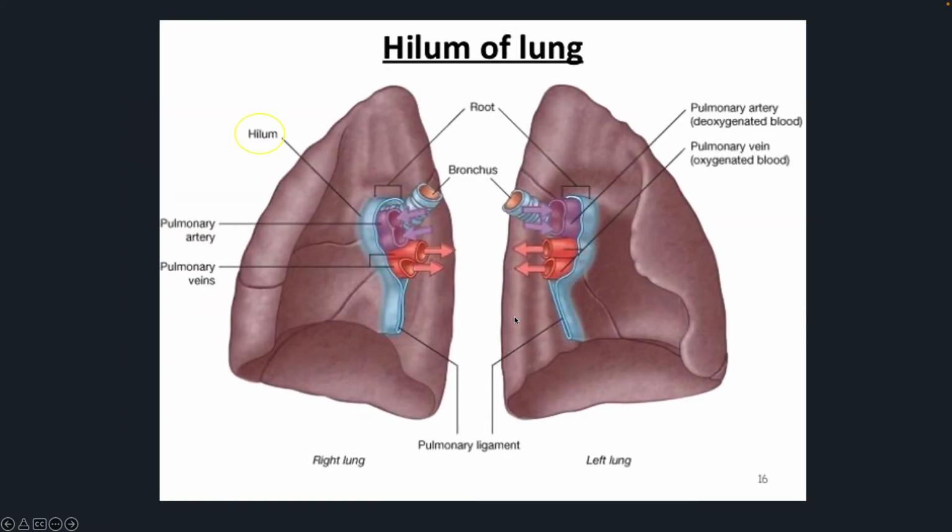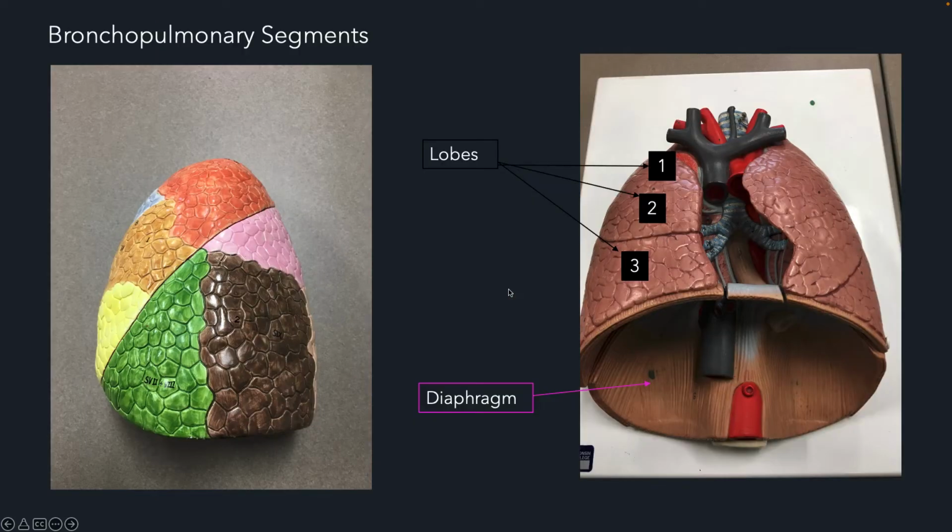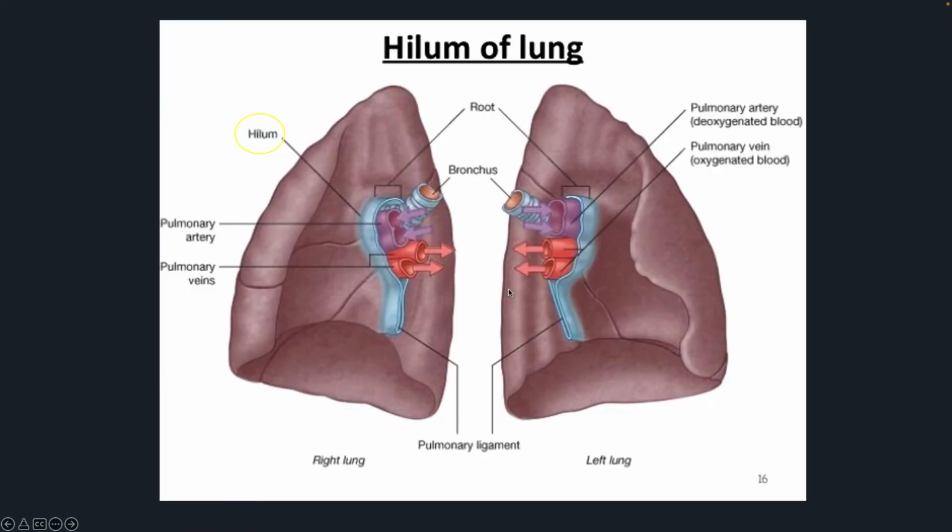Then we have the hilum of the lung, which is basically the region where the lungs converge. So basically, this region is going to be where the bronchi extend and branch off of the trachea and enter the lungs. Same thing with the arteries and veins. So this region where the lungs kind of meet is called the hilum. All right, it's the region where the bronchi enter the lungs.